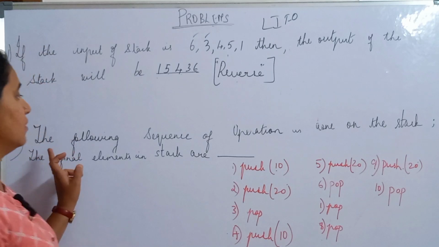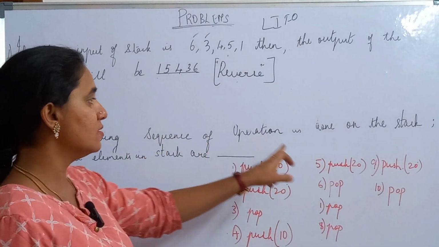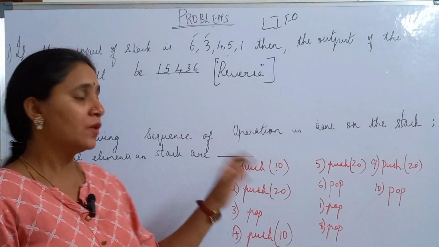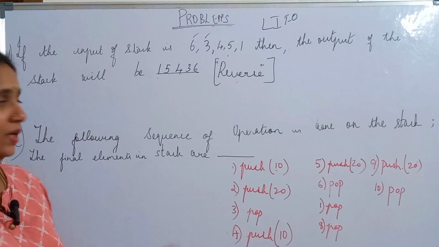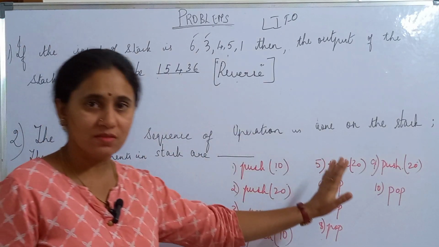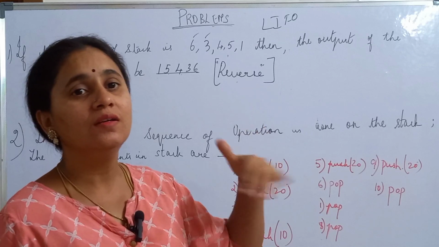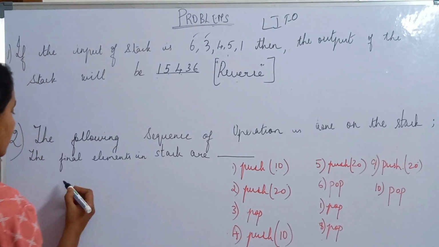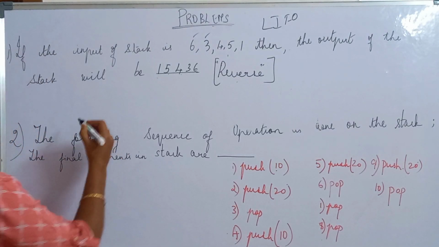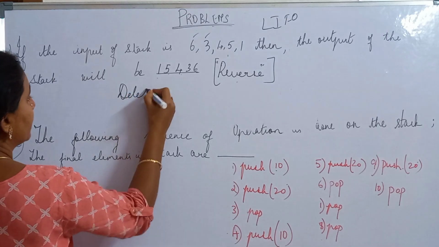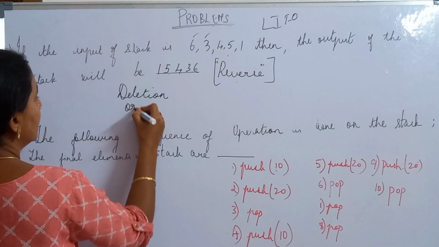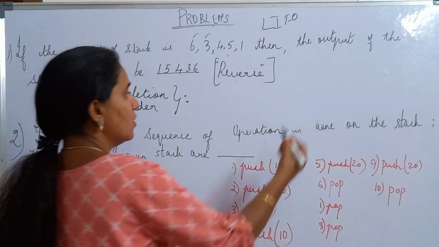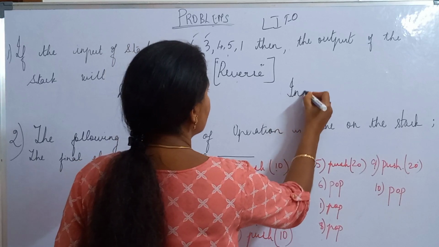The next question is: the following sequence of operations is done on the stack. What will be the final elements in this stack? This we are going to discuss. In this format itself, you can get different types of questions. For example, they will ask you what is the order of deletion. I write it here: what is the order of deletion? Like this, they may ask, or they will ask what is the order of insertion.